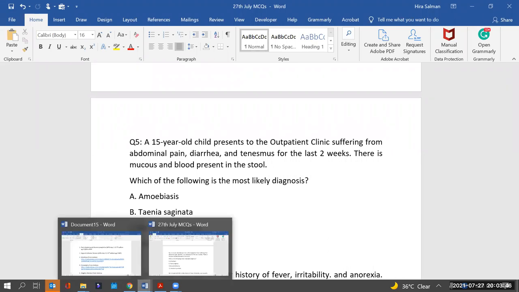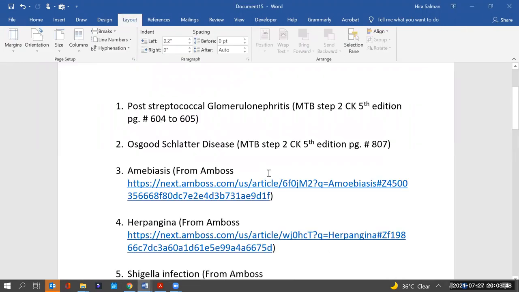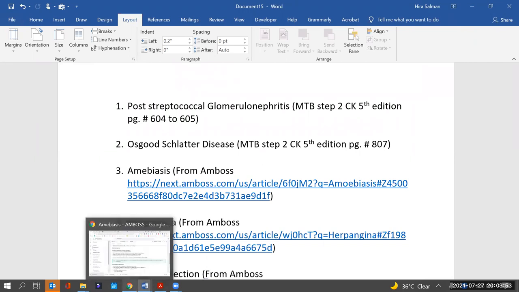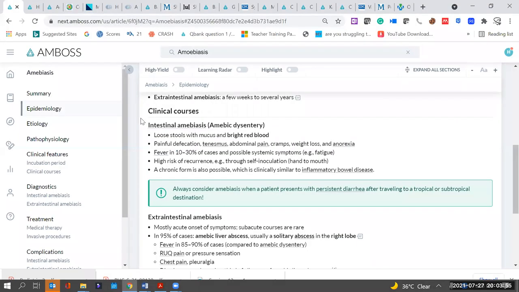But the next one, we have to go for the theory first. Next, we have amebiasis. It's not very much in detail in MTB, so I will take you to Amboss. Okay, so amebiasis, of course, is caused by an amoeba, which is one of the protozoa, and the name is Entamoeba histolytica.